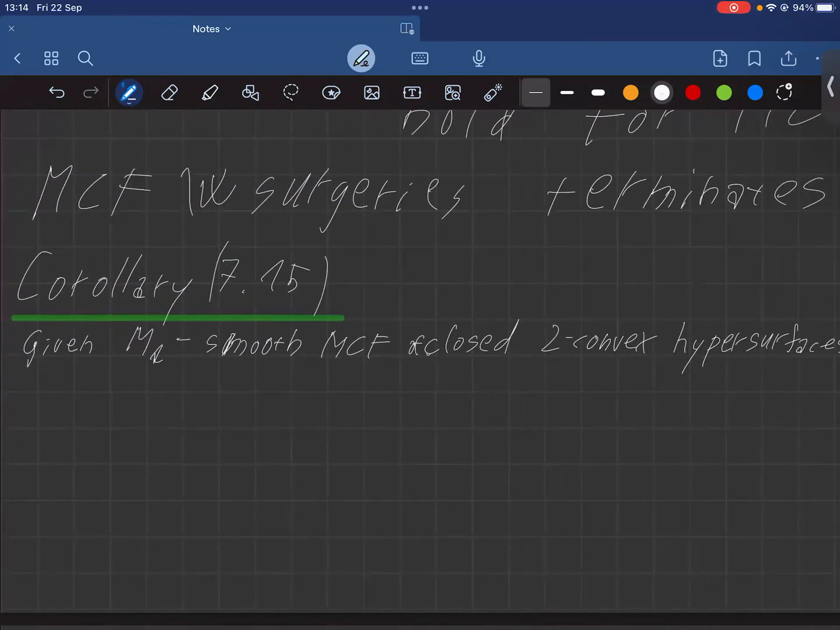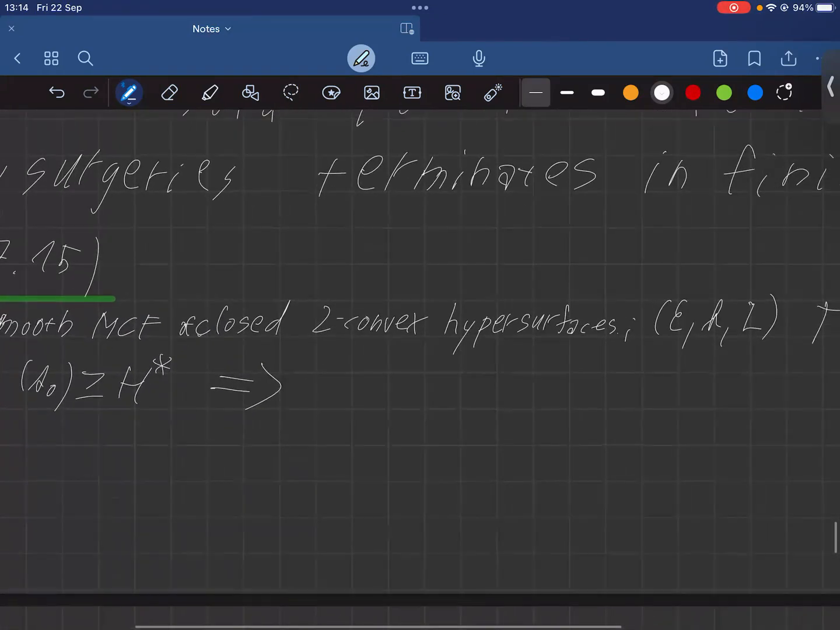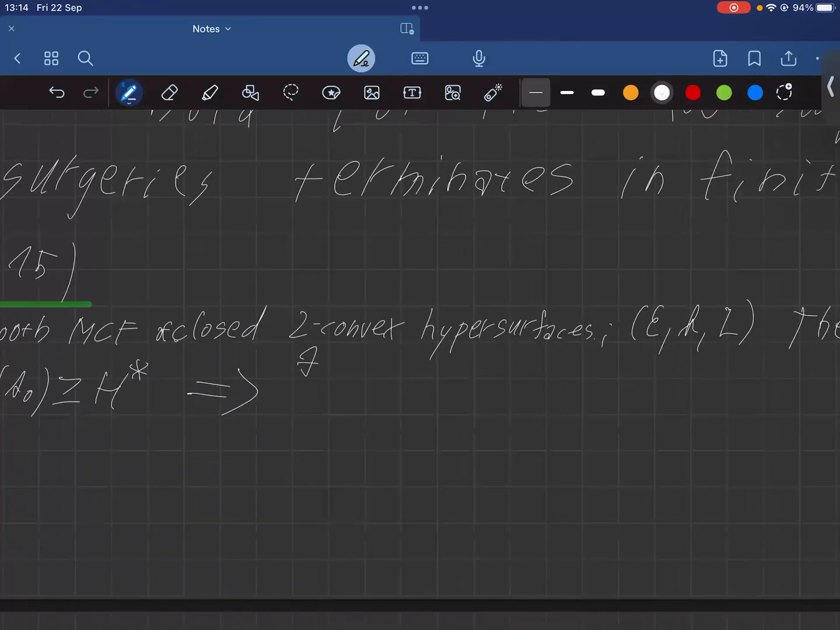whenever we hit this bound. So by that I mean if the maximum of mean curvature, let's say at time t0 of our manifold, is greater than or equal to H star, then one of two things happens. Either there exists an epsilon k L neck, or M_t0 is convex.